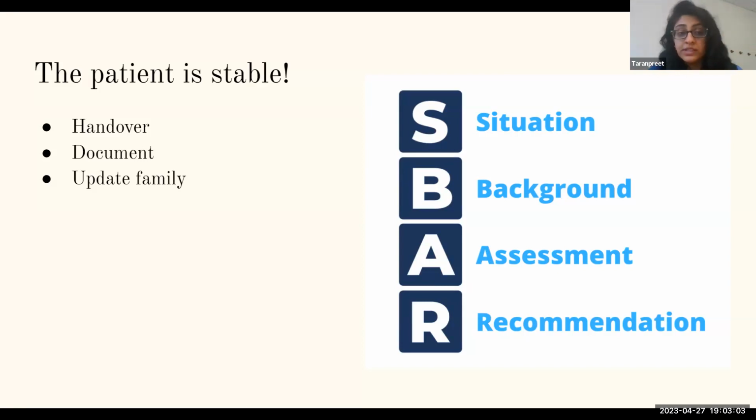In terms of documenting, I will always try and document in an ABCD pattern, because you are less likely to forget something if you document in the order in which you do things.